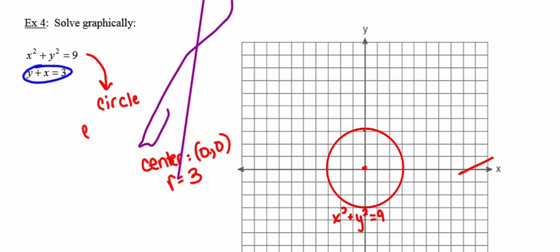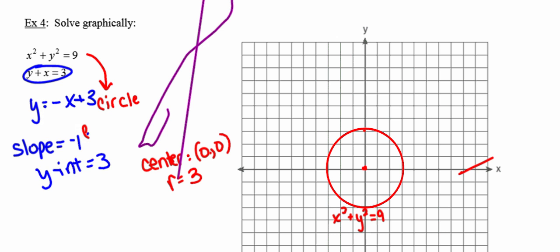In order to graph that line, y plus x equals 3, I'm going to subtract x from both sides. So y is equal to minus x plus 3. So my line is going to have a slope of -1 and a y-intercept of 3. So I'll head over here. There's the y-intercept of 3. Slope of -1 means down 1 over 1. I want to go in a negative direction.